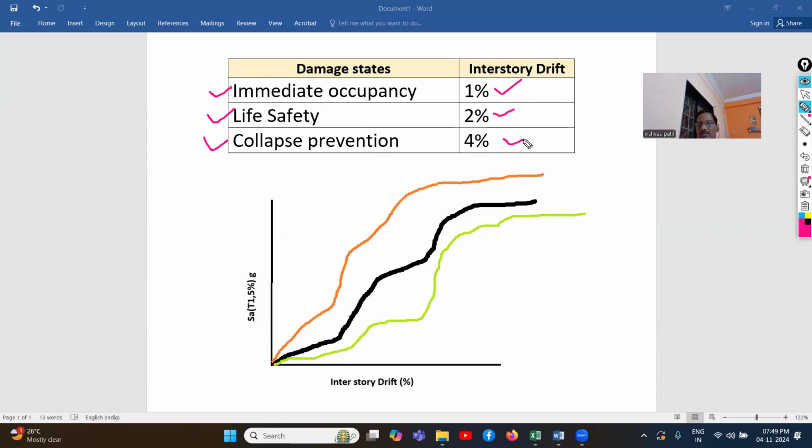In other documents, different damage states with different limits were defined. Today we will see how to construct a fragility curve for a sample damage state, say life safety. As there are three damage states, we can construct three fragility curves, where each curve is for a single damage state.